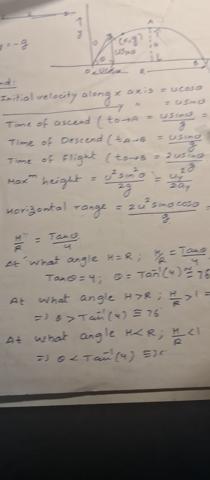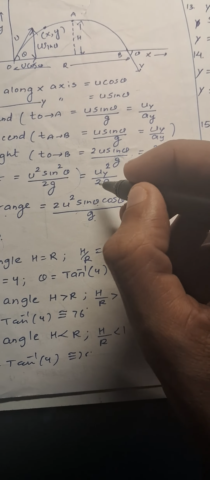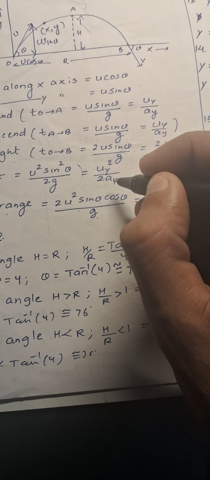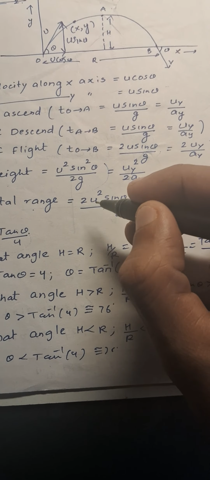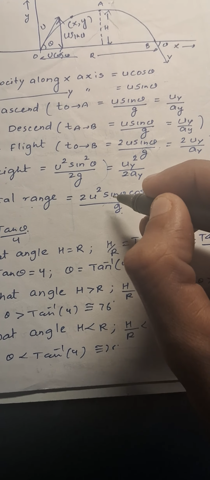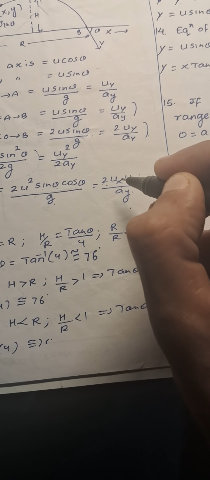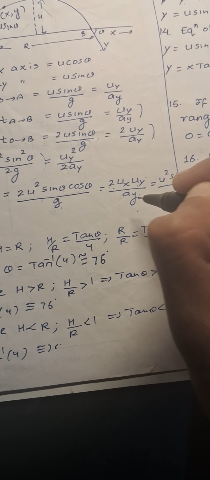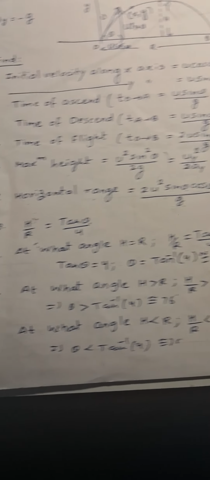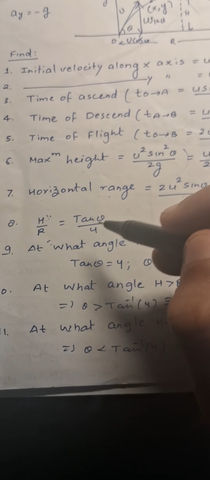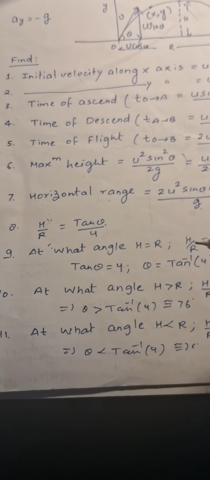Next is maximum height. So this is equal to u square sin square theta by 2g, or uy whole square by twice of ay. Next is horizontal range. So horizontal range is 2u square sin theta cos theta by g, or this is also equal to twice ux uy upon ay, and this can also be written as u square sin 2 theta by g. Next is the ratio of h and r. So if you put the formula above, it comes out to be tan theta by 4.